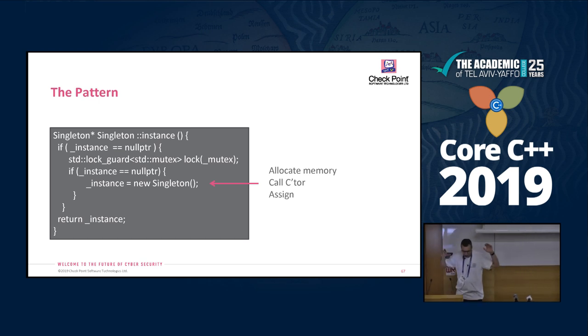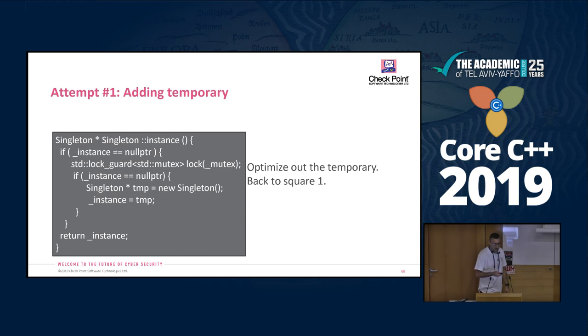the double check pattern, mainly from Singleton. We all know that it's broken. What we have to do in this instruction is allocate the memory, call the constructor, and assign to instance. If the compiler will allocate the memory, then assign it to instance, and only then call the constructor, a thread that comes in the middle can see uninitialized memory. So what I thought, and I believe what most people thought, is okay, let's just add another temporary. The optimizer can see it and just go back to square one. It can just optimize it out.